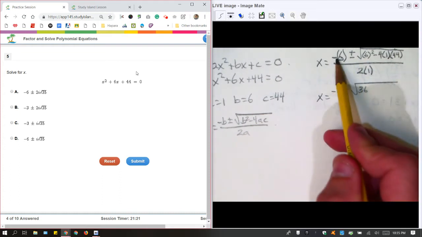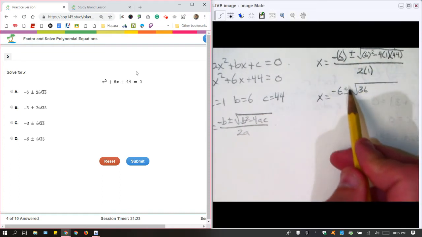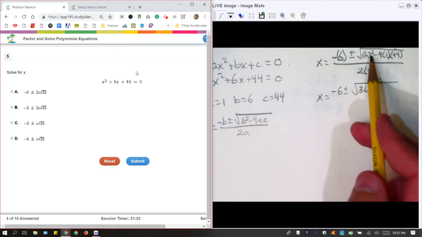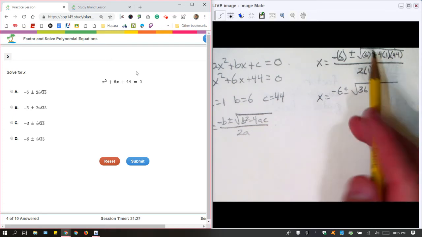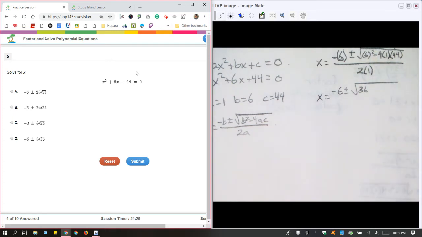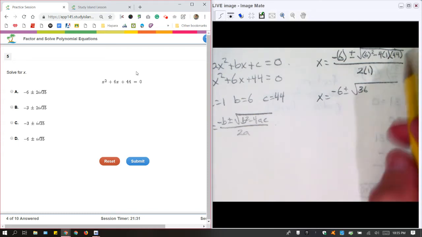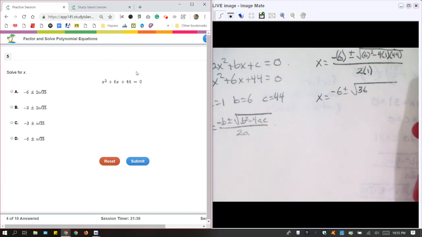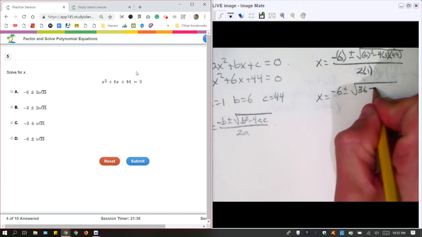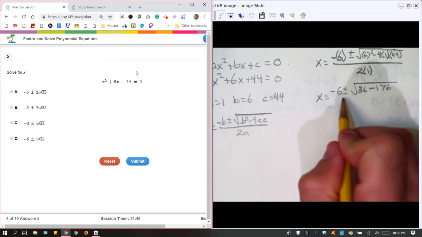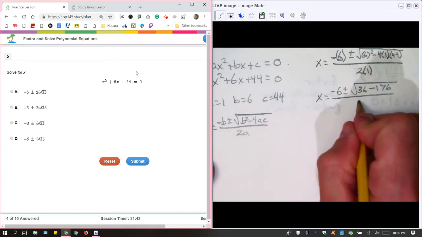All right, so negative b. Negative 6 is just negative 6 plus or minus the square root of b squared, which is 6 squared in this case, which is 36. And now we're doing 4 times 1 times 44, which is 4 times 44, and 4 times 44 is 176. So minus 176 divided by 2 times 1, which is 2.